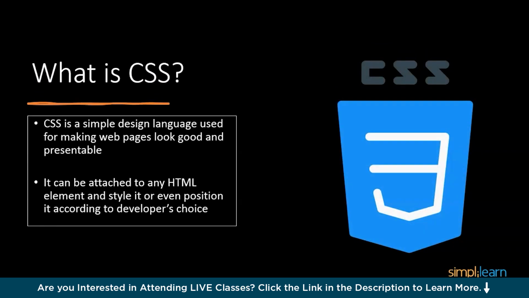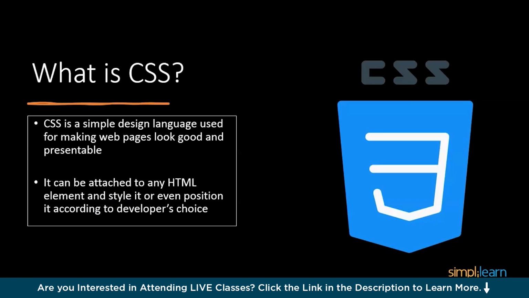So, what is CSS? CSS, which is a short form of Cascading Style Sheet, is a simple design language which is used for making web pages look good and presentable. We format our web pages through CSS. It can be attached to any HTML element and style or even position according to developer's choice. It gives you freedom to edit things on the web pages how you want.